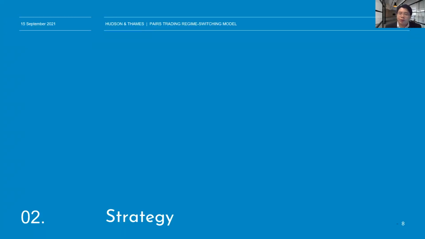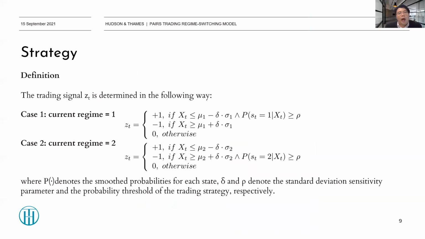Next, let's talk about the strategy. The idea here is straightforward. Suppose the spread process is in a high regime, and we observe that it deviates below the mean by a certain amount. In that case, we take a long trade on the spread, only if the probability of the process staying in a high regime is bigger than a certain threshold. In another case, if we observe that it deviates above the mean by a certain amount, we take a short trade on the spread without any more restriction. In a low regime, the logic is similar but opposite.